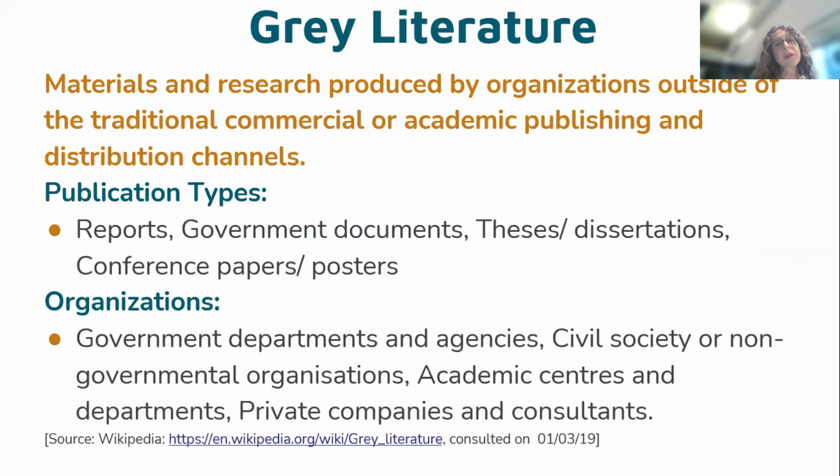As well as searching for published material within the database, you also need to think about material that's published outside of traditional academic publishing, such as grey literature. That's reports, government documents, theses, and conference papers and proceedings, etc. Within some disciplines, conference papers are the main way of disseminating research, so they can be very important and relevant. Government departments and agencies, non-government organizations, academic centers, private companies and consultants all publish grey literature.